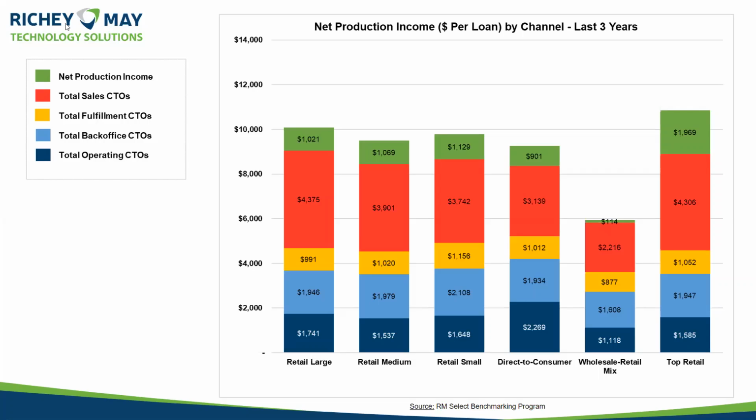The two areas where we find that most lenders are spending the most time benchmarking are fulfillment and back office costs. But if we look at the retail large, the retail medium, the direct consumer, and the top retail groups, the range between differences in fulfillment costs and back office costs is really tight. The range for fulfillment is only $61 from the lowest cost to the highest cost between those lenders. For back office, it's even tighter, only $33 per loan between those lenders.